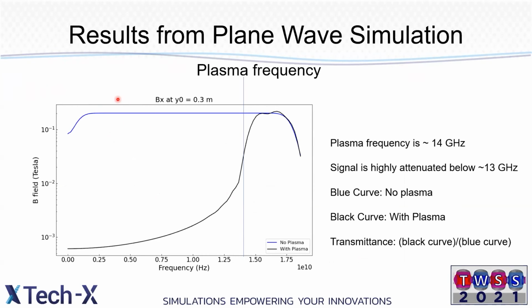So of course, this is at 0.3 meters, so I'm well above the dielectric. The signal's gone through the dielectric for the black curve. This right here is the cutoff frequency. This is the plasma frequency. So this is without the plasma, of course, there's no attenuation, and this is with the plasma. And to get the transmittance, I just divide these two curves.